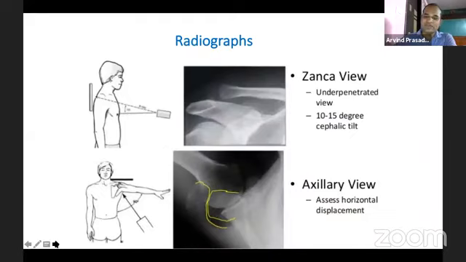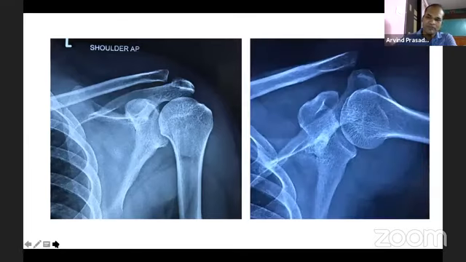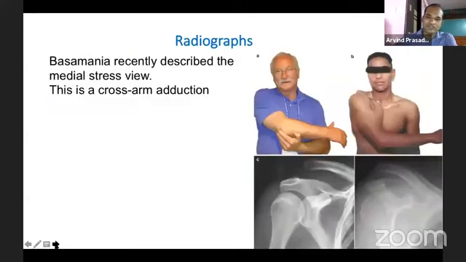Then the Zanca view, in which the X-ray beam should be tilted 10 to 15 degrees cephalad, and the focus should be over the AC joint. The next is the axillary view. Usually it helps in assessment of the horizontal displacement. Like this, in the AP view of the shoulder joint with disruption of the AC joint, it is not very clear, but in the axillary view, if you see, there is a displacement of the AC joint. So this axillary view is also very important for identification of AC joint injury.